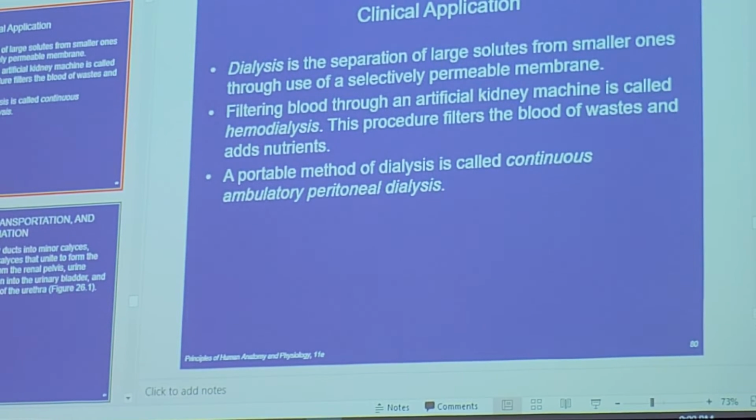Okay. So, hemodialysis and peritoneal dialysis. We talked about both, right? Yes. What was the other blood screening test? It was the renal plasma clearance. What was the other one? BUN. B-U-N. Okay. Blood urea nitrogen.